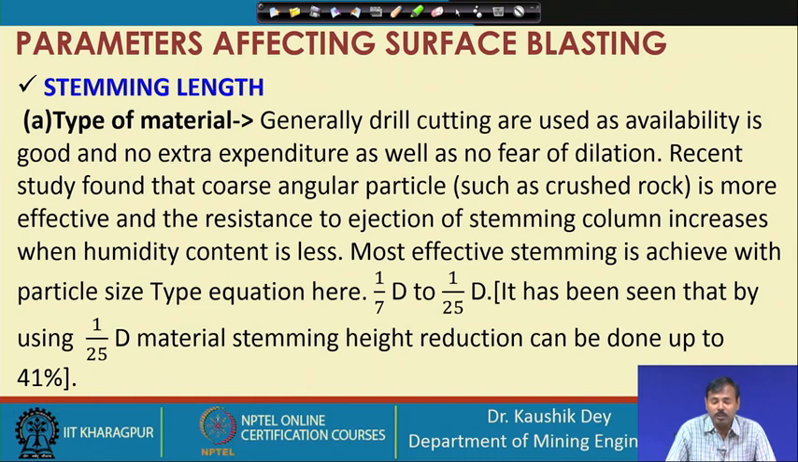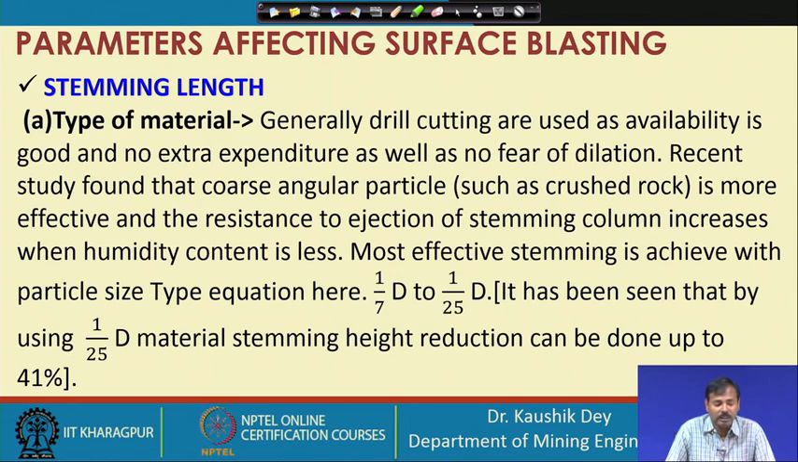Generally we mostly use drill cuttings as the stemming material. This gives us less cost because transportation of the stemming material is not required. Second, it is similar to the host rock on which the blasting is being carried out. A recent study found that coarse angular particles are more effective, and the resistance to ejection of the stemming column increases when moisture content is less.